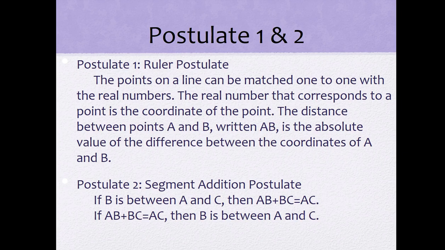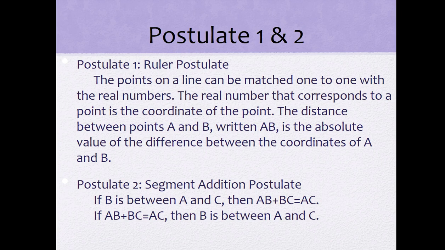Couple postulates. Postulate 1 is the ruler postulate. The points on a line can be matched 1-to-1 with real numbers, and the real number that corresponds to a point is the coordinate of the point. Like when you are using a ruler, say the end was broken off, so you lined up your point with 5 and 7 inches.